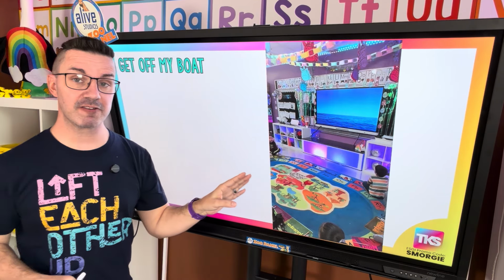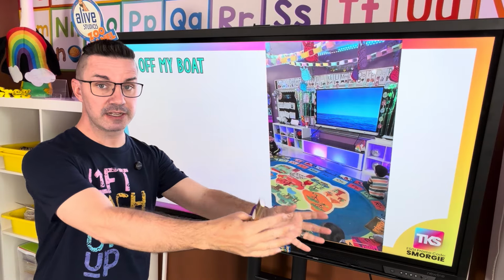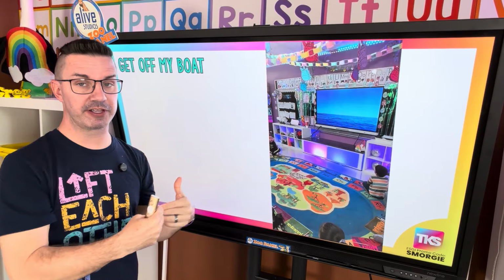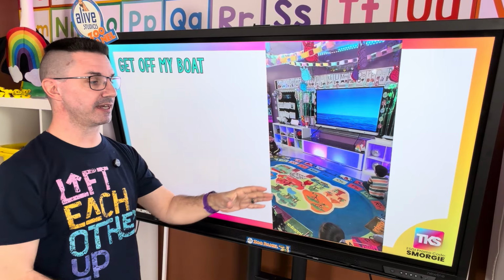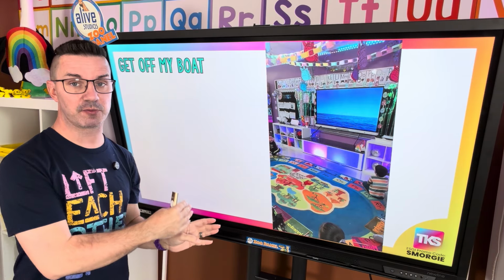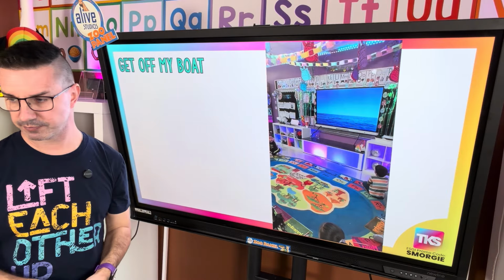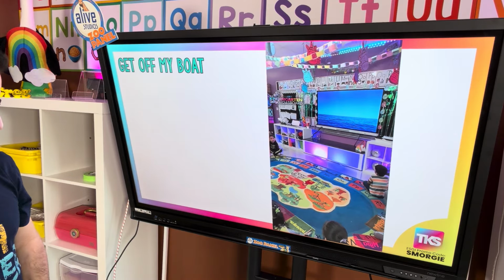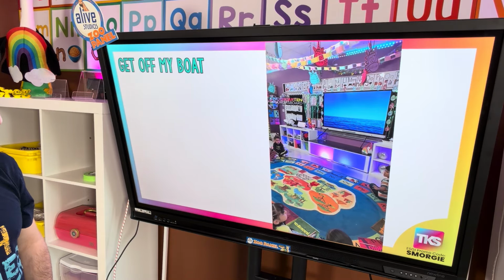We're still using get off my boat, but we're now shifting to that abstract. We're moving a little bit more towards that abstract. So I'm not telling them the equation. I'm showing the equation. They're writing it. Then we're solving it.